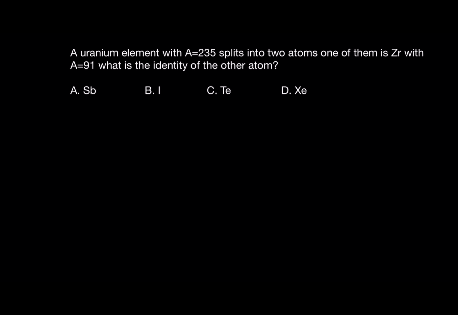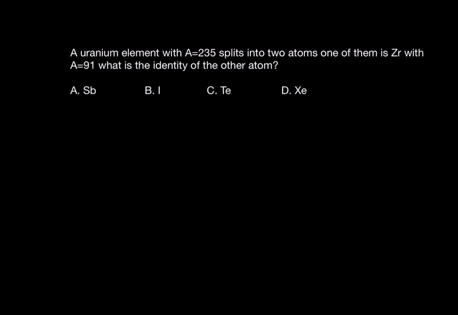A uranium element with A equal to 235 splits into two atoms, with one of them being zirconium with A equal to 91. What is the identity of the other atom? So I asked this question in my session, and not many people got it right. It is an advanced question, but the concepts that it tests you on are what you learn in lecture.